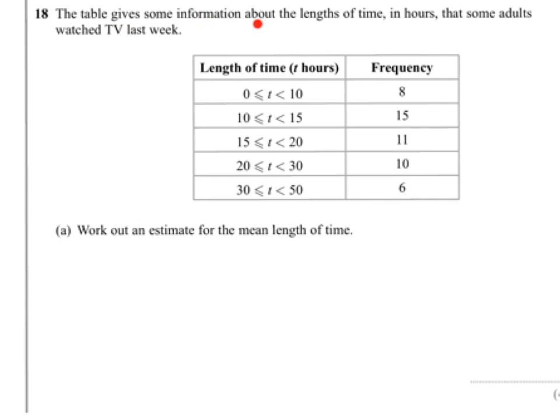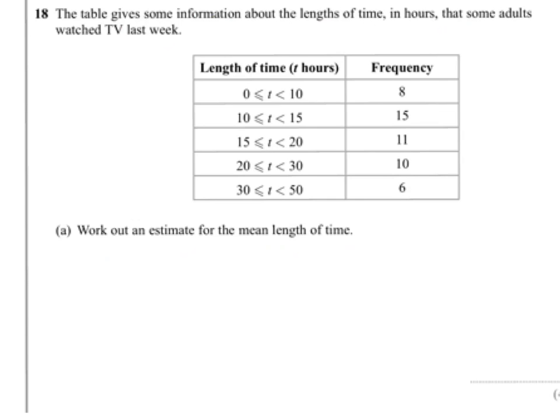The table gives some information about the lengths of time in hours that some adults watched TV last week. We've got to work out an estimate for the mean length of time. So this is a calculate the mean from a grouped frequency table type question. They come up regularly, and you should know you need the midpoints.